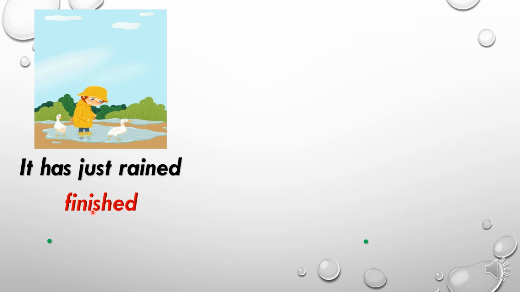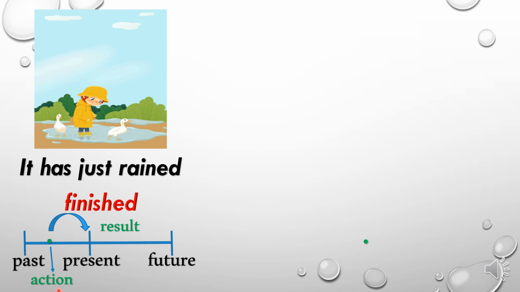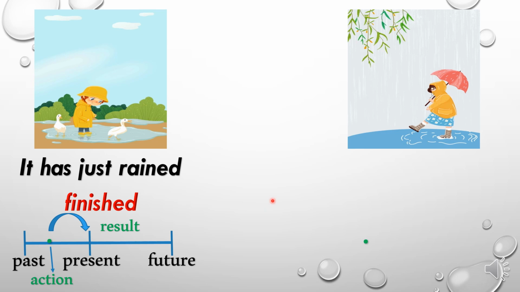Look here. It has just rained. لقد أمطرت للتو. So it is a finished action. الحدث انتهى. لكن آثار المطر على الأرض. So the action happened in the past and the results are in the present. والآثار في الحاضر.